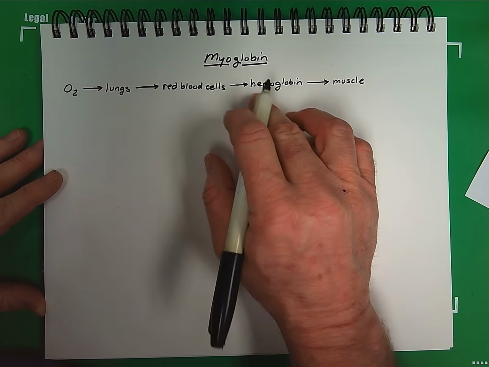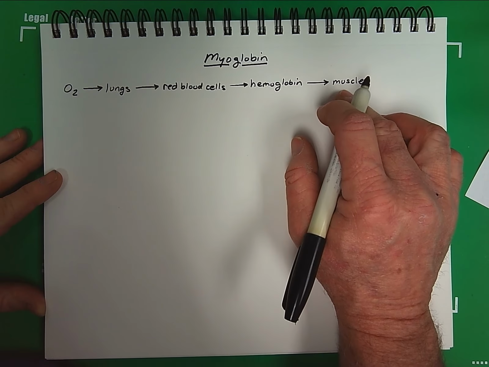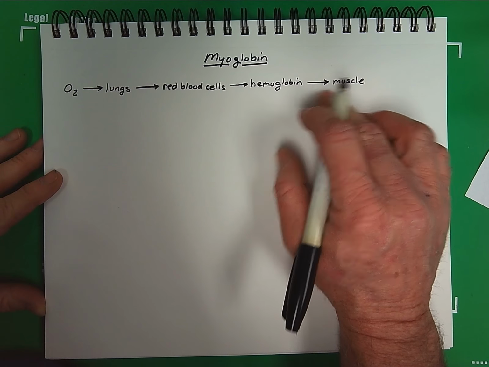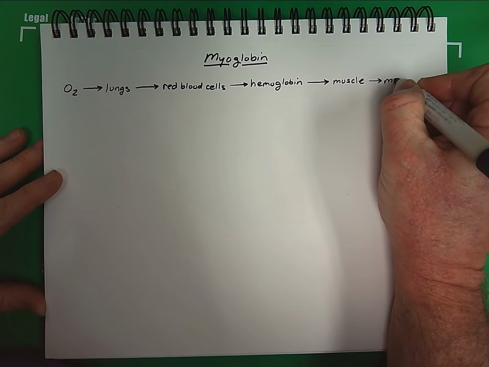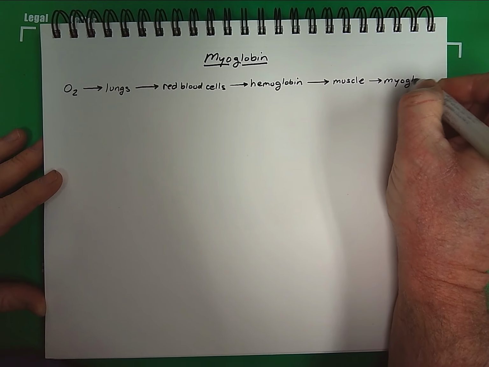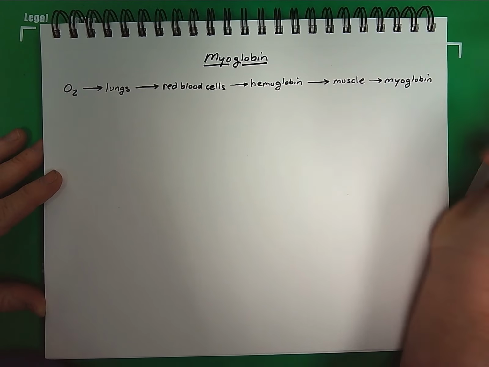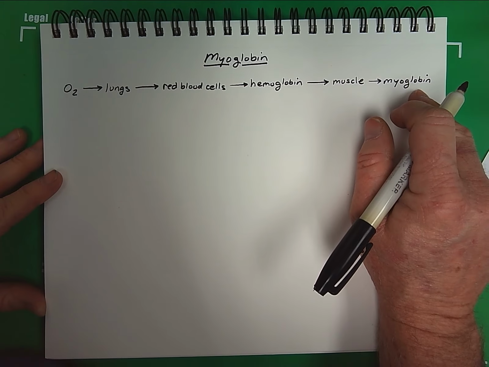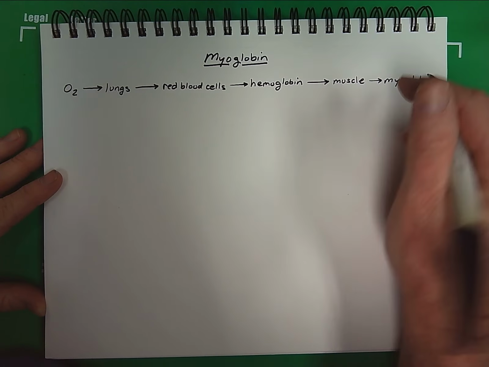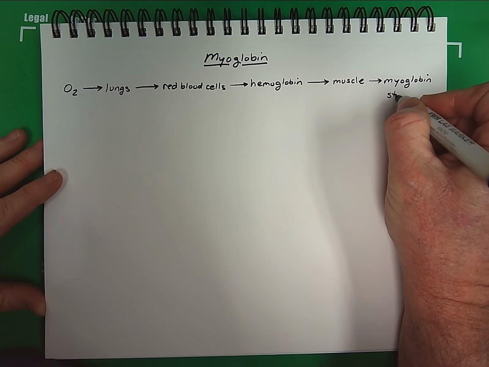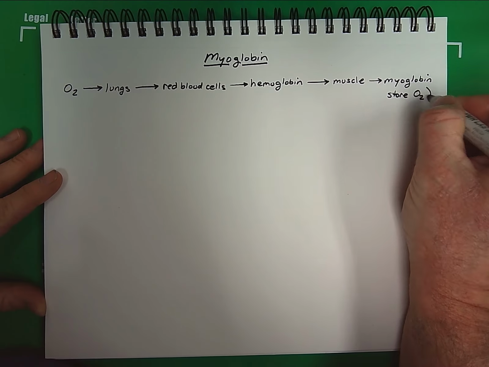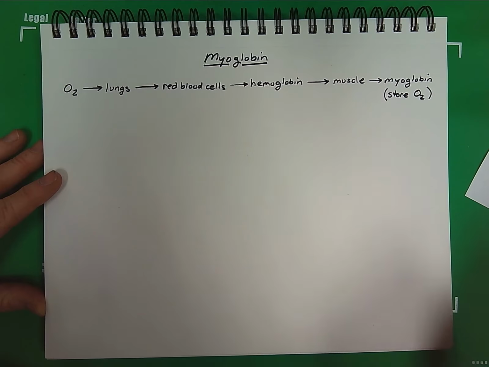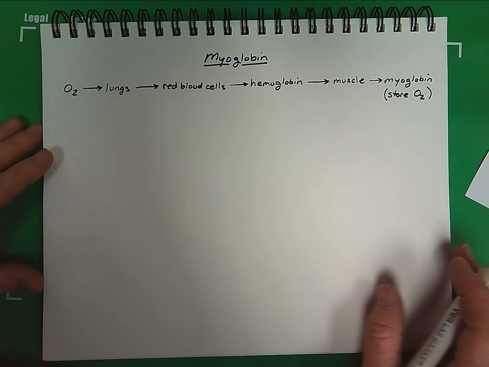Now, the oxygen that's transferred from hemoglobin to muscle, some of it is used immediately, but most of it is actually stored. And it's stored bound to myoglobin. So myoglobin is the major storage binding protein of oxygen in muscle tissue. Now let's take a look at the structure of myoglobin.